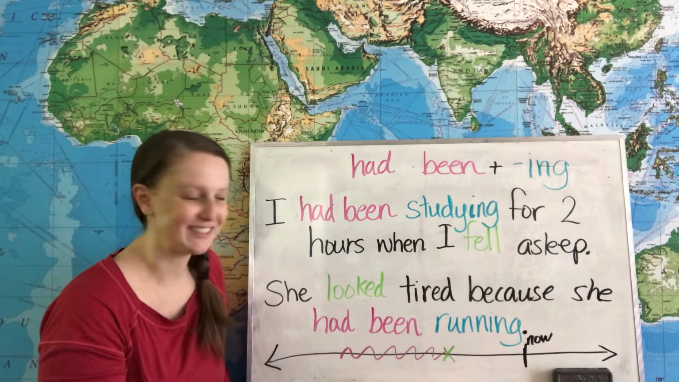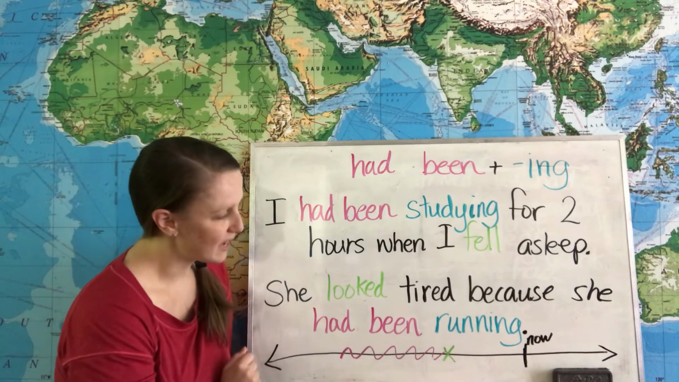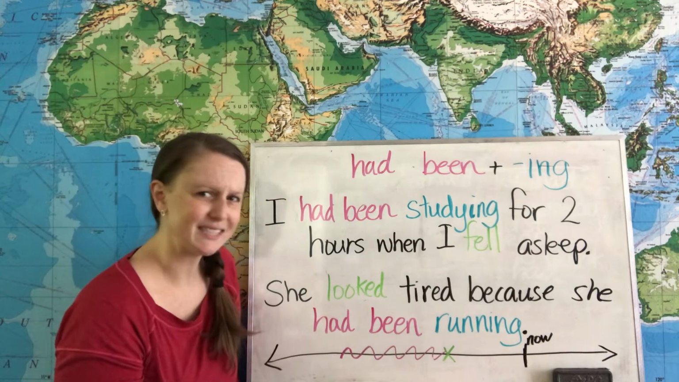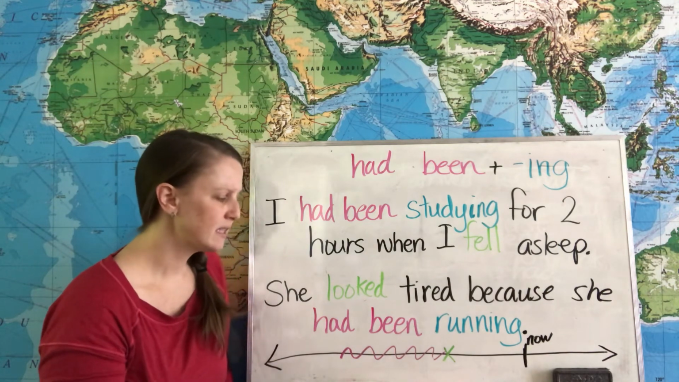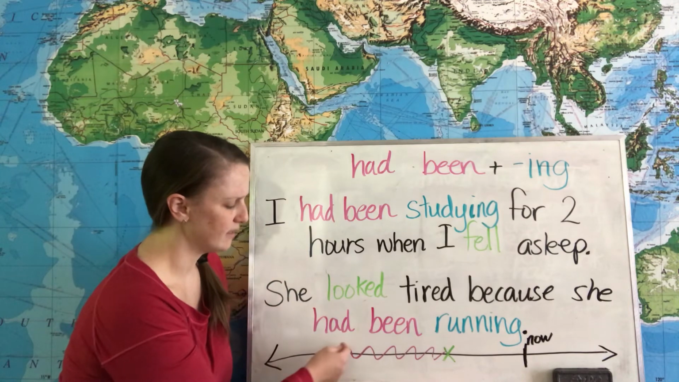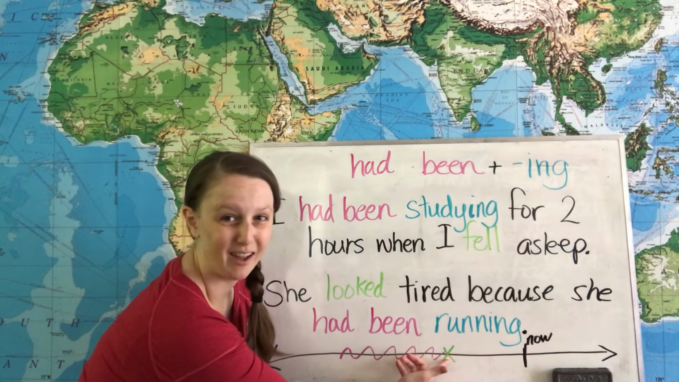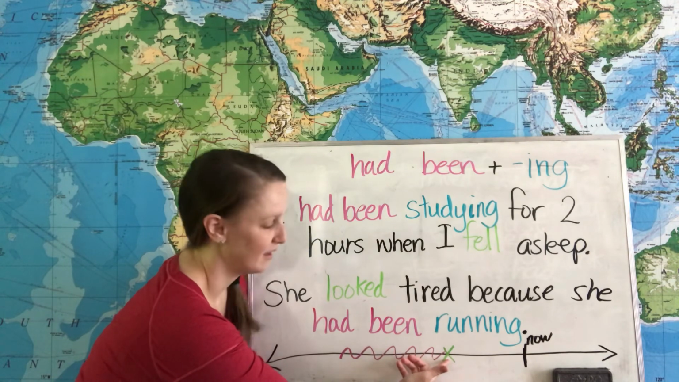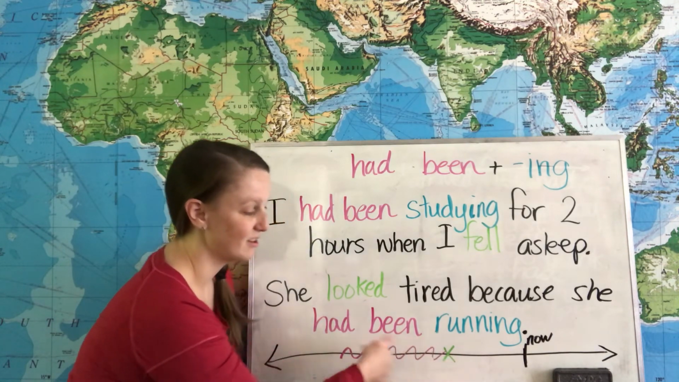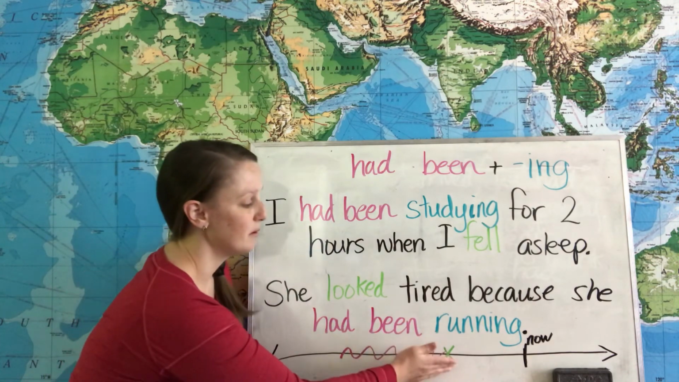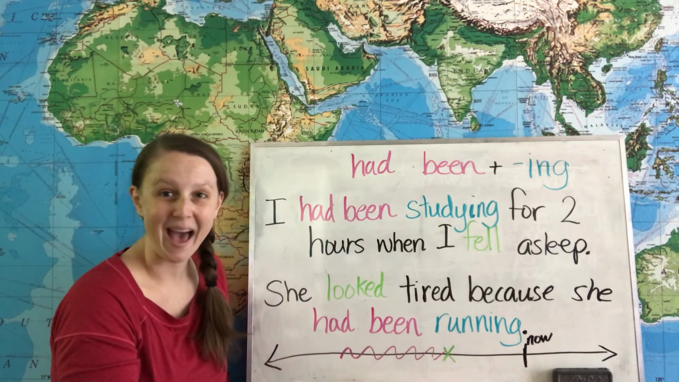Let's look at our second example. She looked tired because she had been running. This one doesn't give an amount of time. It's more giving this ongoing action that was happening before I saw her and she looked tired. Before she looked tired, she had been running. It was an ongoing action before this simple past action.